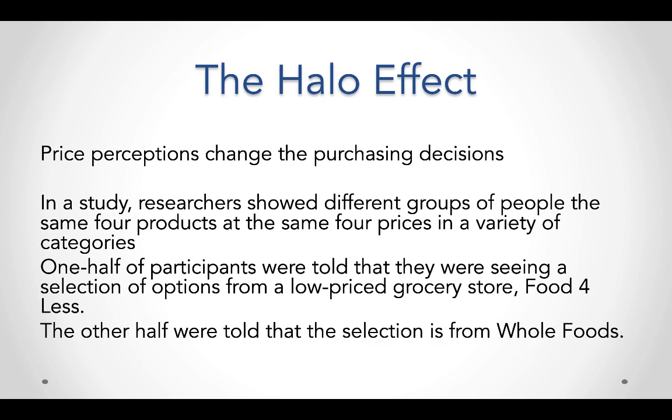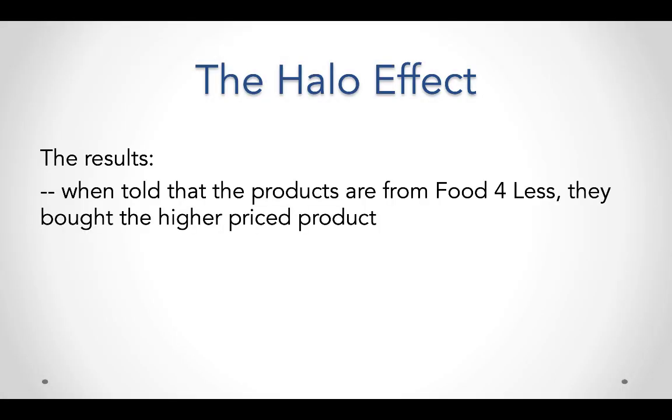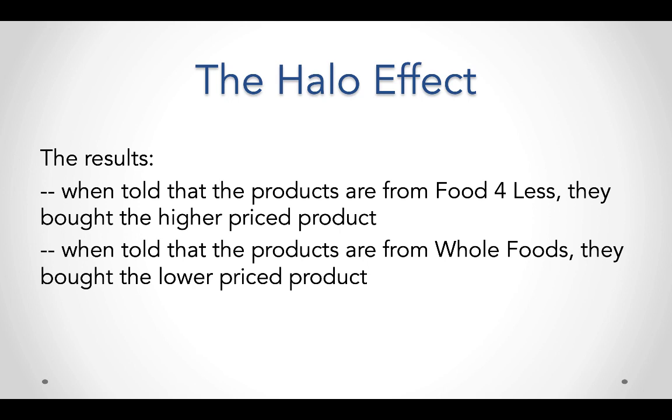So in a very similar study, half of the participants were told that they were seeing a selection of options from a low-price grocery store, Food for Less, and the other half were told that the selection is from Whole Foods, right? And the results: when told that the products are from Food for Less, they bought a higher price product, and when they're from Whole Foods, they bought a lower price product. So within a range, we buy the highest price product from a low price store, and vice versa, for a high price store, we buy the lower price product.